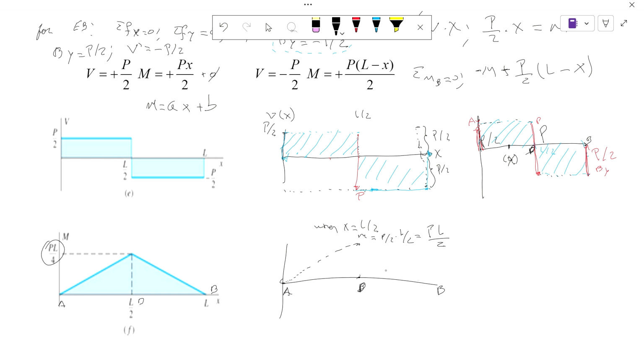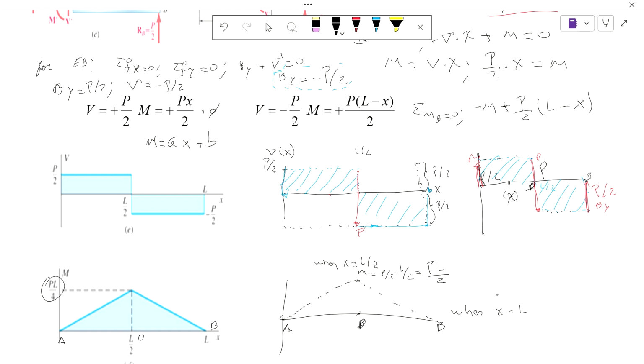You do this for every force on your beam. You only have one force. When x equals L, let's see what happens at B. You have moment equals PL minus PL divided by 2, so this is 0. All right, so moment was actually pretty simple. The maximum moment is PL over 4. What do I mean over 2? It's over 4. I forgot how to multiply already. 2 times 2 is 4.